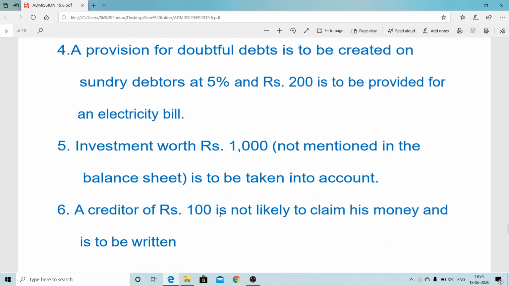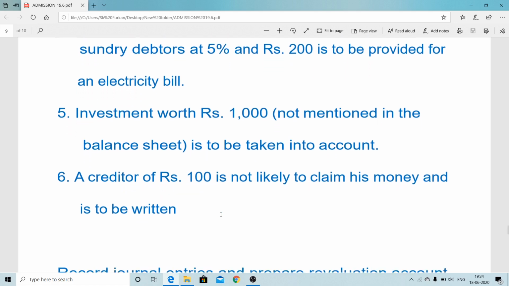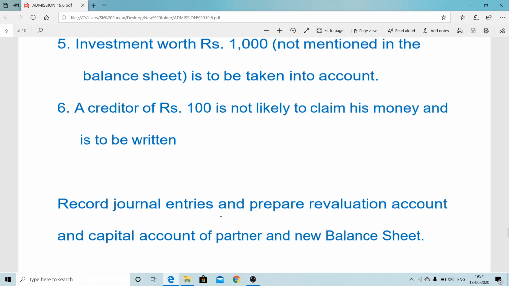Creditor of rupees 100 is not likely to be claimed. So here one creditor is not claiming his amount, ultimately no need to pay. When a liability need not be paid, that time the liability amount decreases, so you have to pass creditor account debit to revaluation account. Like that, you can pass the journal entries, revaluation account, partners' capital, as well as the new balance sheet.